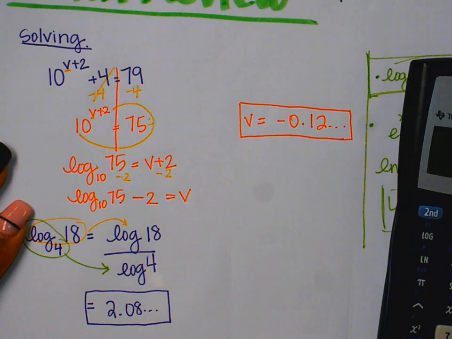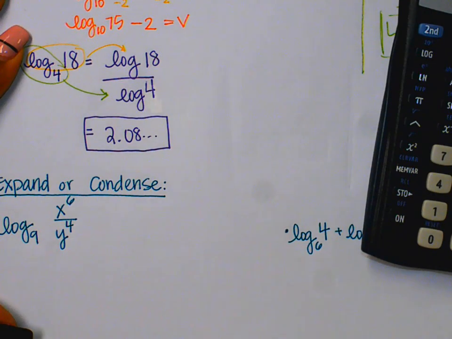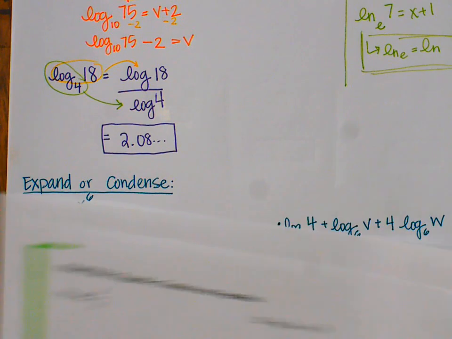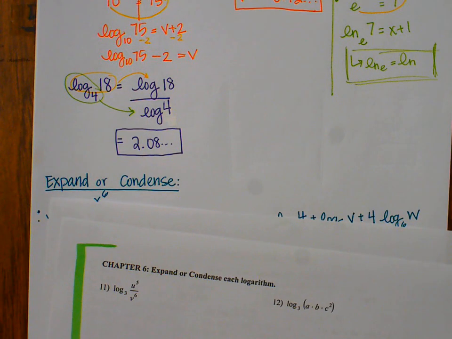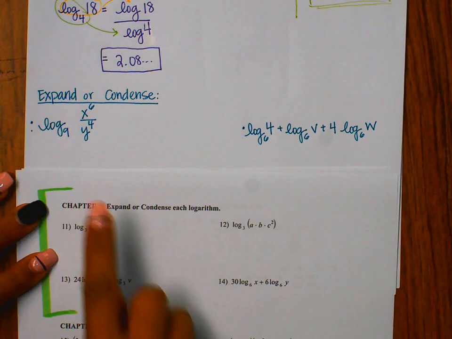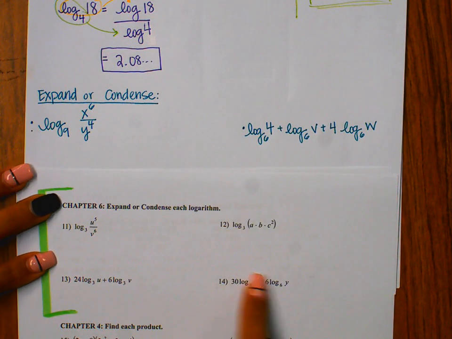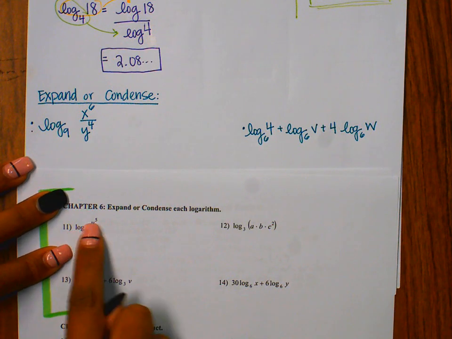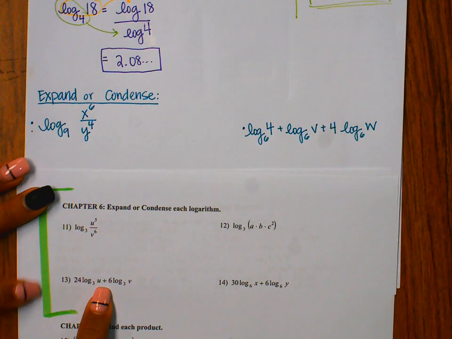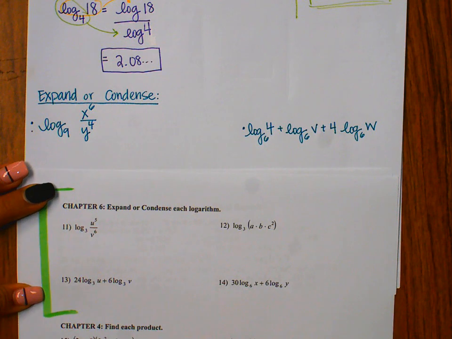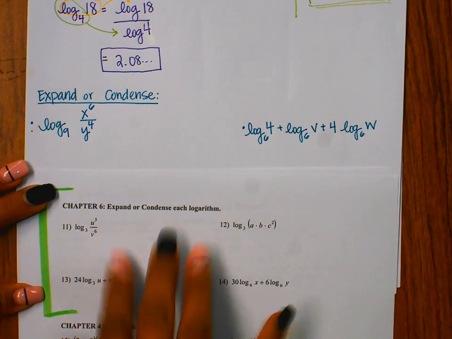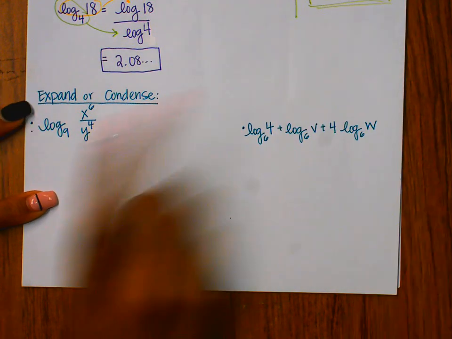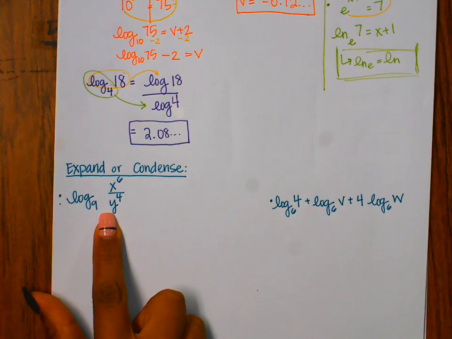Next up is expanding and condensing. So let me zoom out so you can see what I'm talking about. Expanding and condensing is this part here. All you have to do is use the properties to either expand it, so go from here to here, or condense it, go from here to here. Again, you notice these are different examples. I'm going to start with this one. This one is condensed, and we want to expand.